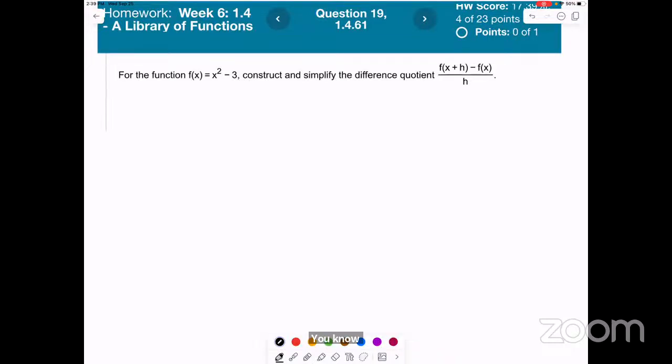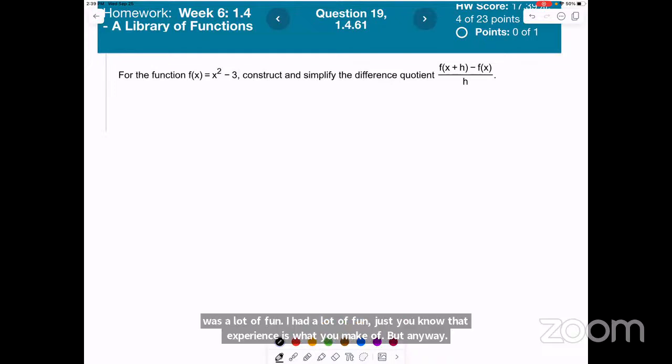But I mean, I had good times. I ain't gonna lie, I was in Costa Rica for a month when I was a student at Morehouse. That was a lot of fun. I had a lot of fun. I mean, that experience is what you make it. But anywho, all right. We got, this might have to be the last one.